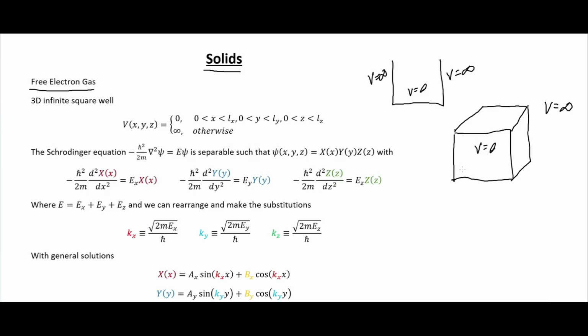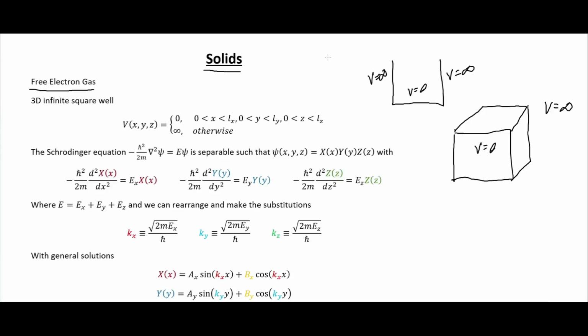And so we're sort of modeling a piece of material this way. If you have a cubic piece of metal or something, you can think about the solid metal as being like a box or a container for the electrons, which can move freely about on the inside.